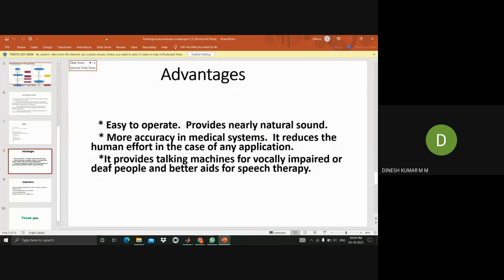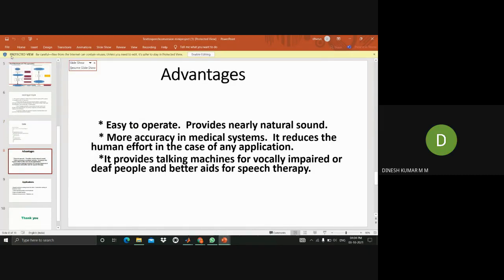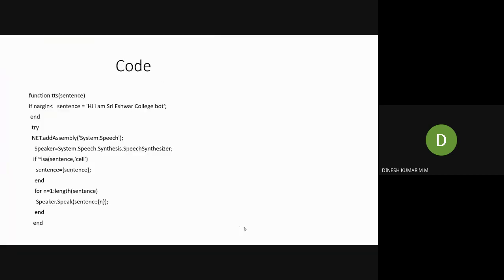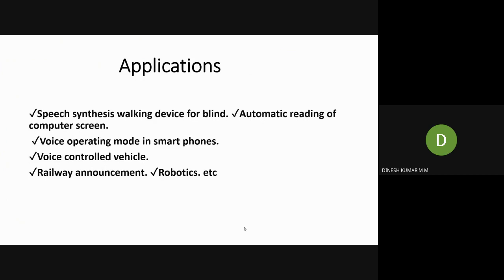Thank you, Tarun. Coming to the advantages, it is easy to operate. It provides nearly natural sound. It is more accurate in medical systems. It reduces human effort in any application. It provides talking machines for deaf people and better aids for speech therapy.